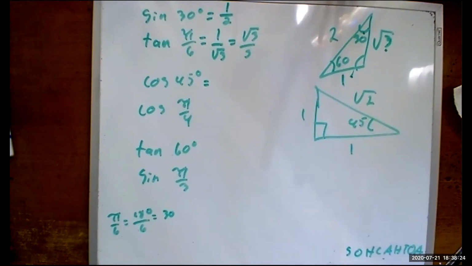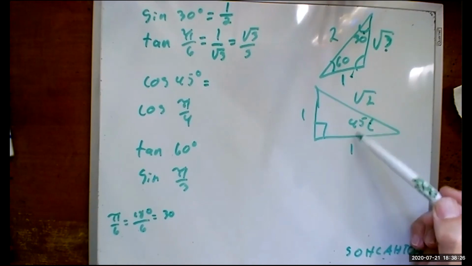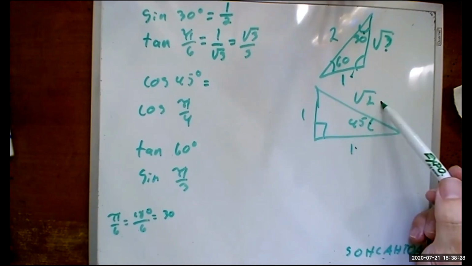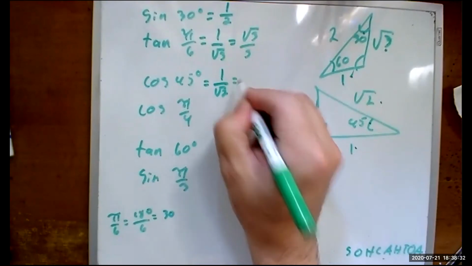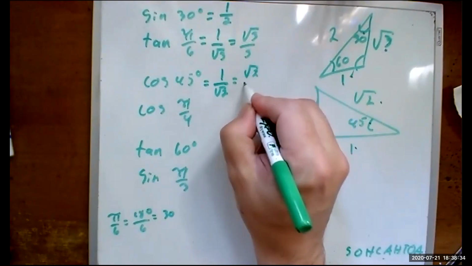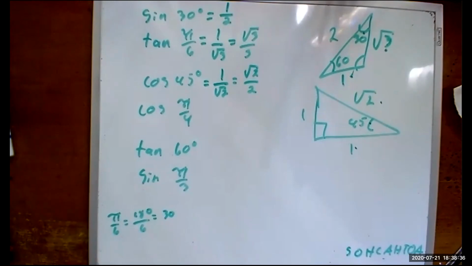Last one, I've just been made aware of the time. I've gone over time, so this is the last one I'm going to have time to do right now. Cosine of 45 degrees. Cosine is adjacent over hypotenuse. Here's 45 degrees. My adjacent is 1. My hypotenuse is root 2. So that says 1 over root 2, which, as we just learned, is root 2 over 2 when we simplify it.